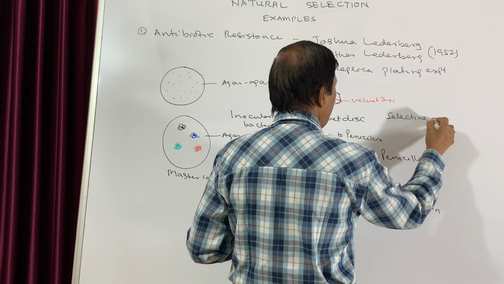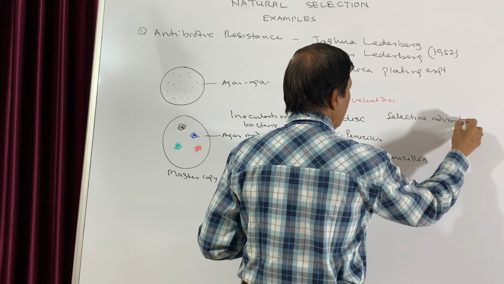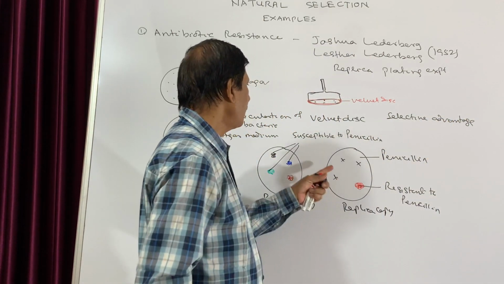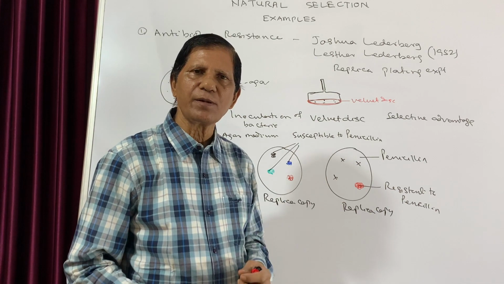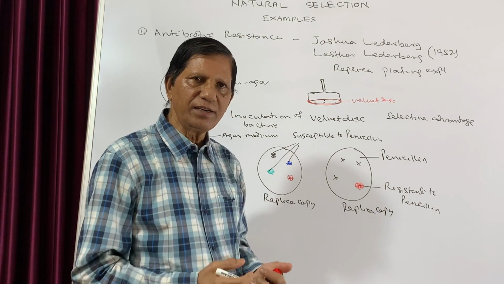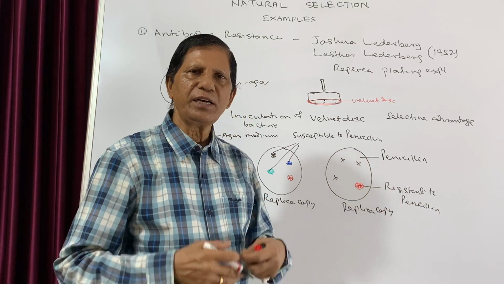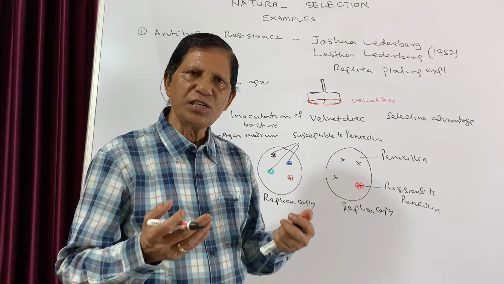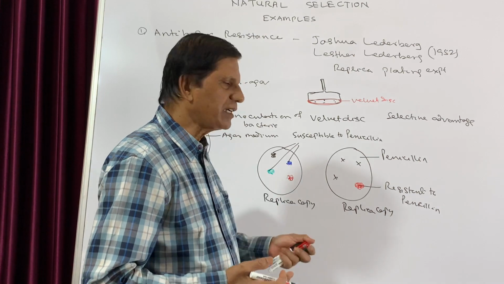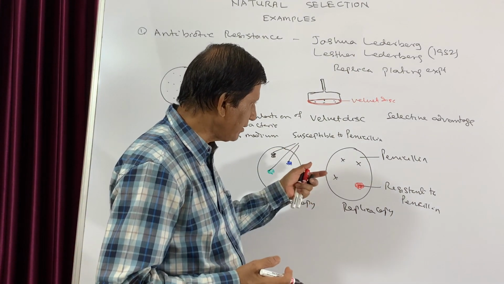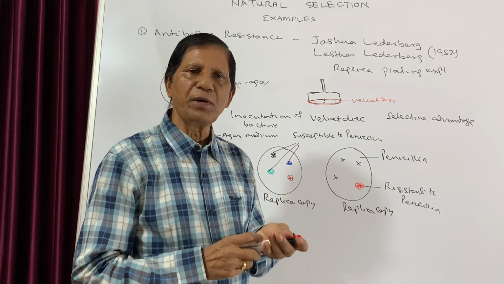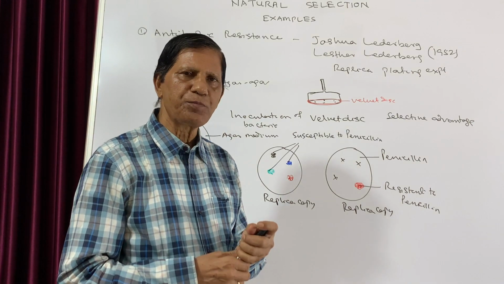It has selective advantage over the susceptible ones. So when the susceptible ones are killed, this resistant type of bacteria multiplied themselves. So this is how the bacteria resistant to different antibiotics are present.